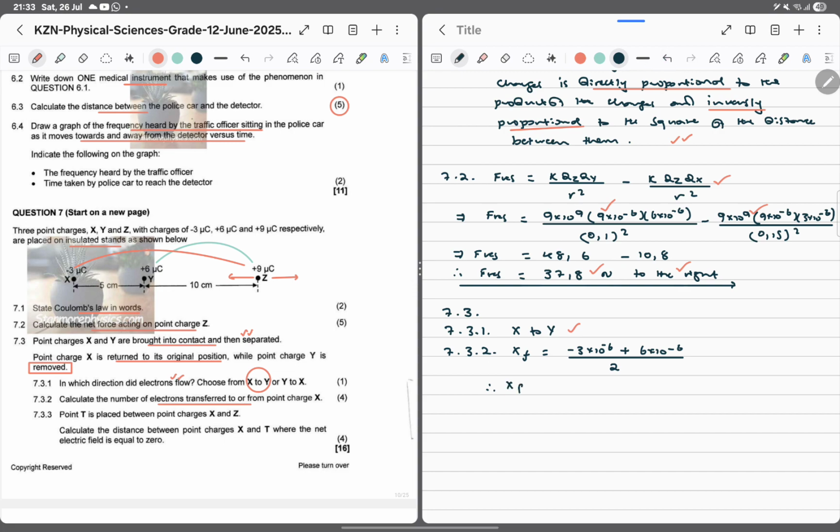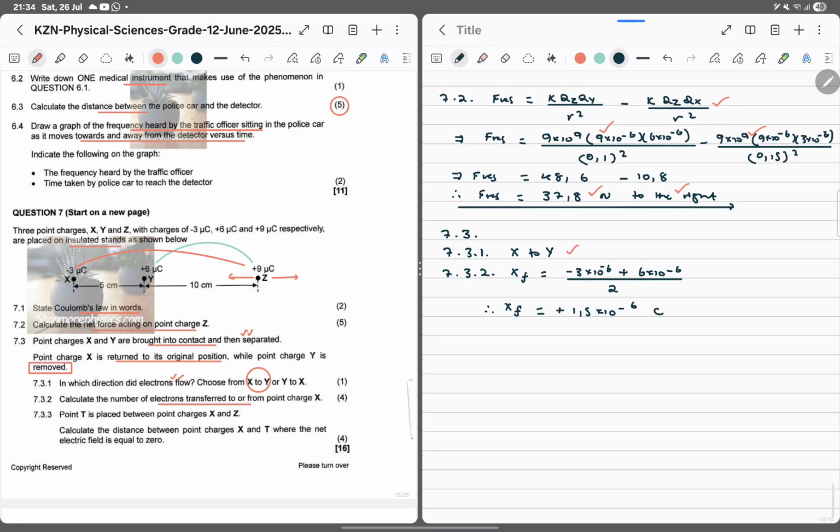Therefore, the final charge on X, let's put it on the calculator. So this is minus 3. Here you write it as it is. Plus 6 to the minus 6. Divide that by 2. So I'm getting a plus 1,5 times 10 to the minus 6 coulombs. Okay, so this means the resulting charge is a positive charge.